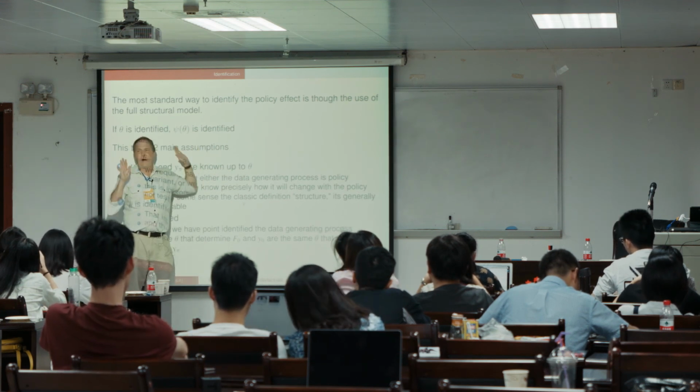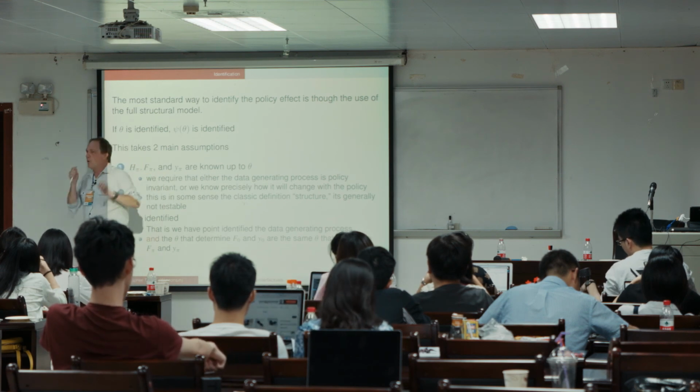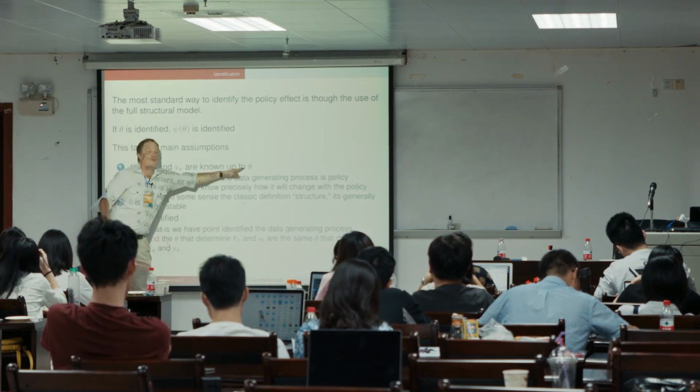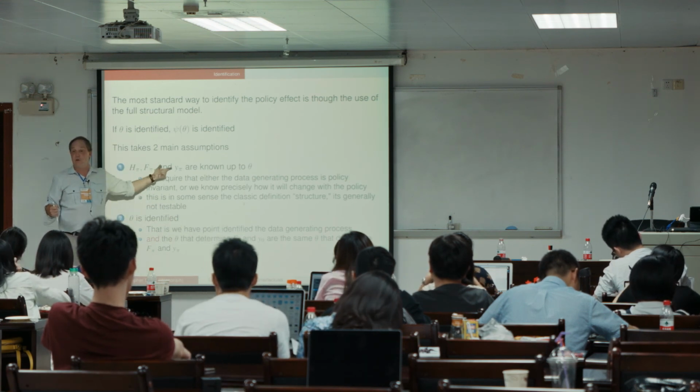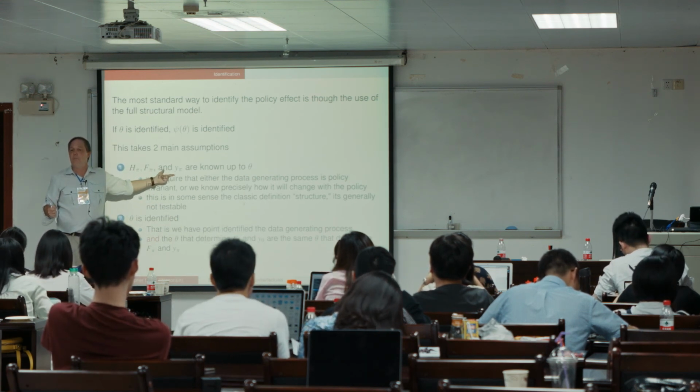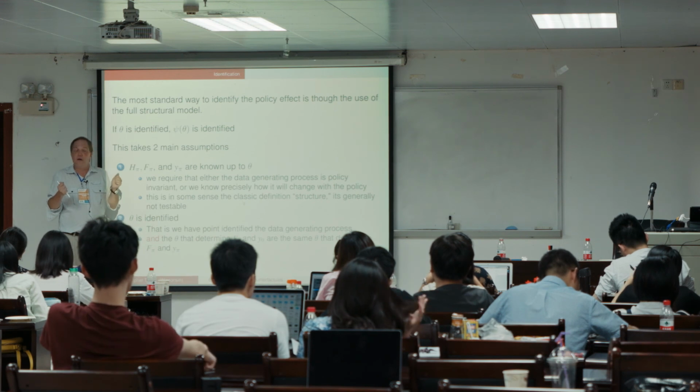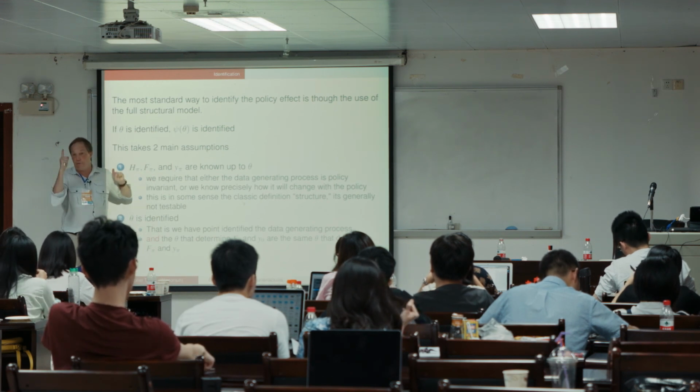So think about a parametric version of the model. What I'm telling you is if I knew the parameters of the model of the current data generating process, I could simulate what would happen under the policy regime. That's what I mean by structure. So I need enough structure so that's true. That's the first thing that I need.